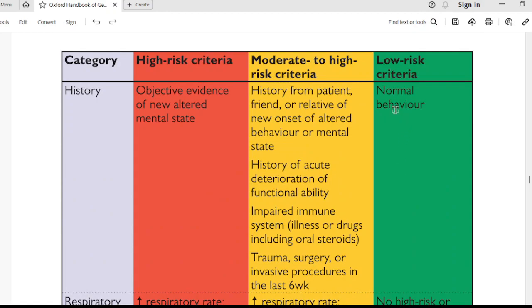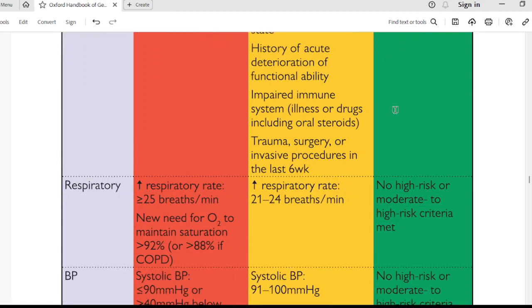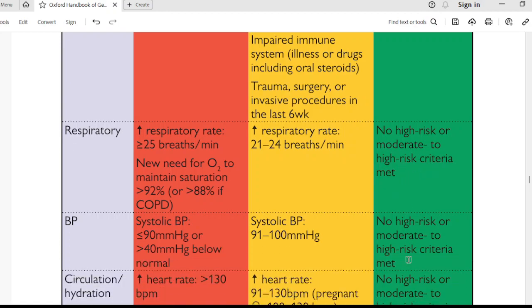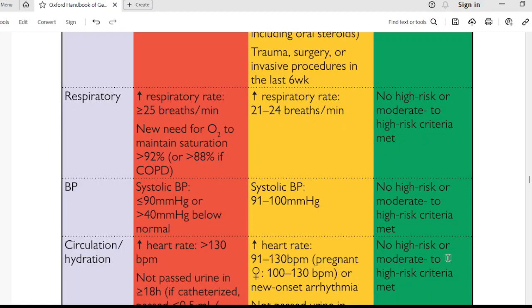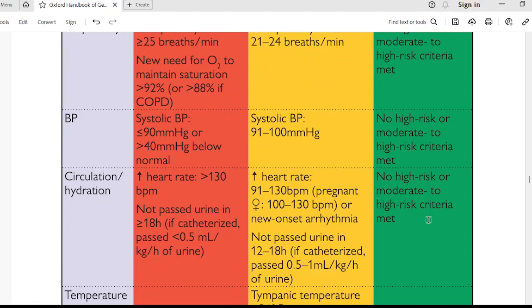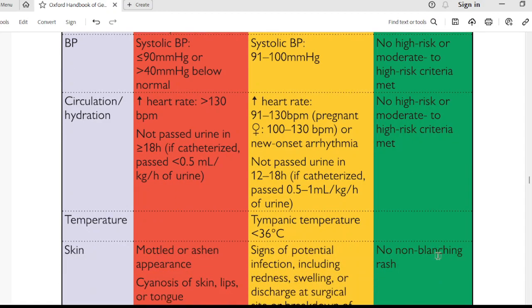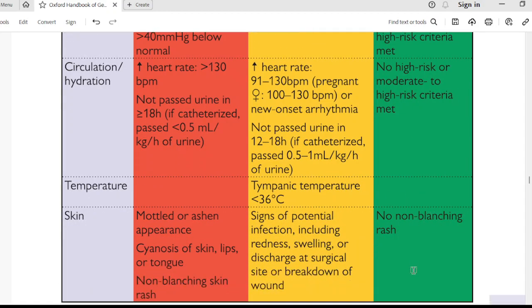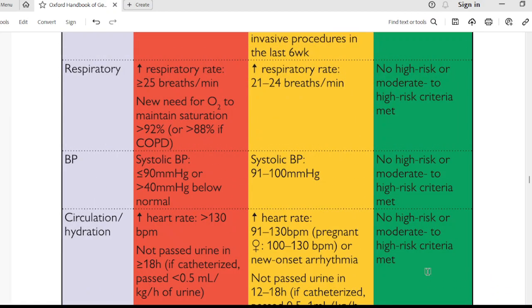So the green flag signs are normal behavior in the history. Respiratory: no high risk or moderate to high risk criteria are met. BP: no high risk or moderate to high risk criteria are met. Circulation: no high risk or moderate to high risk criteria are met. Temperature: not there. Skin: no non-blanching rash. So that is green.